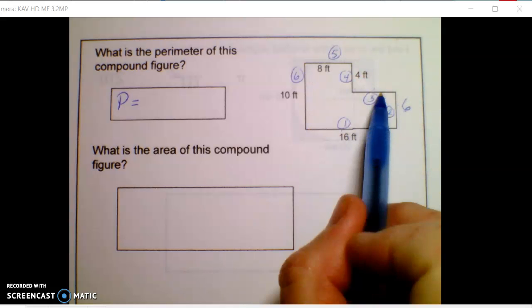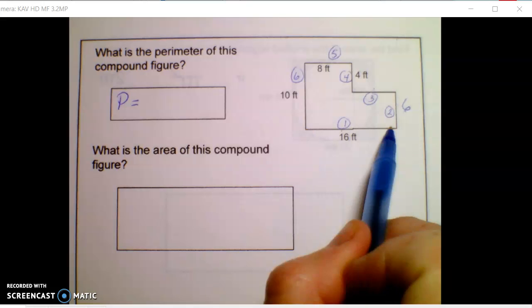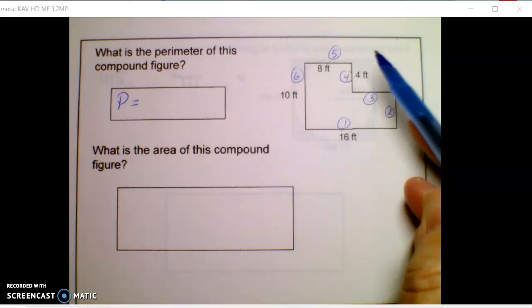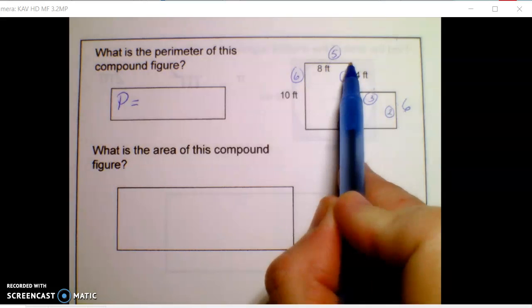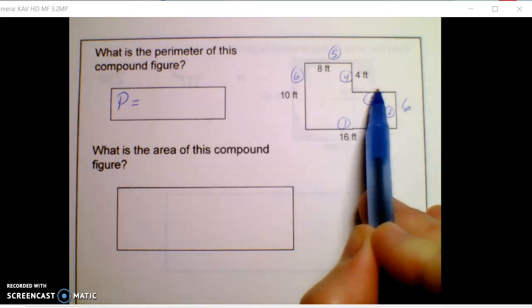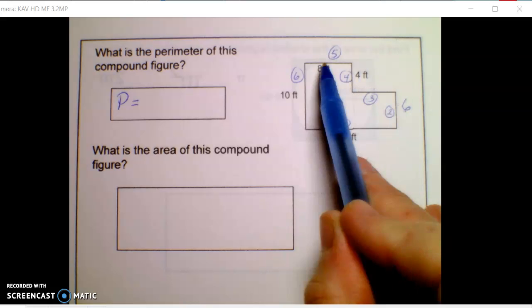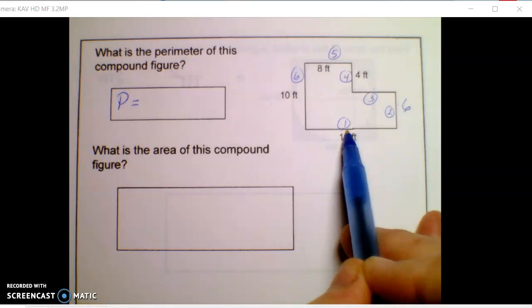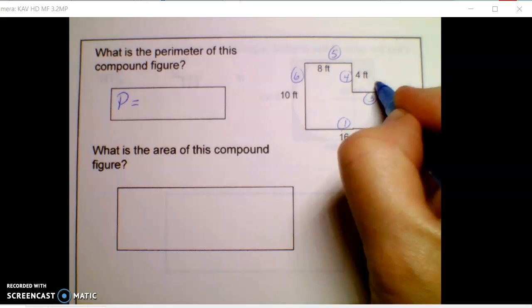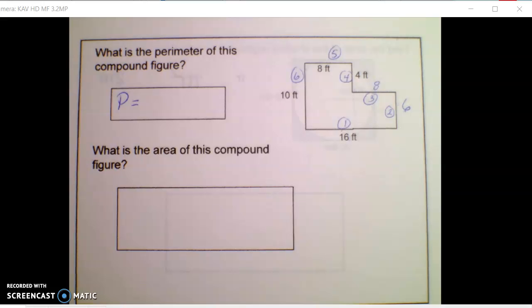We do the same thing going this direction. If I know from here to here is 16, and I know from here to here is 8, then this little part here must also be 8, because 8 plus 8 equals 16. So this is 8. All right, so now I want to find my perimeter by adding up 6 sides.